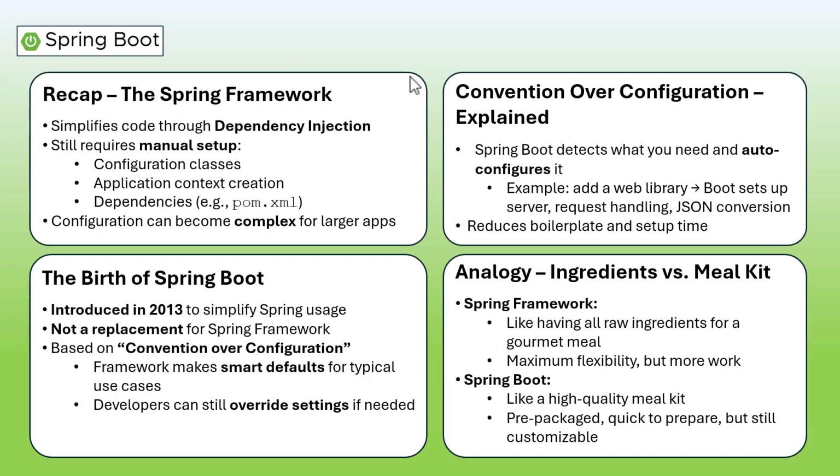Introduction. Welcome back. In our last lesson, we saw the power of the Spring framework. It untangled our code using dependency injection, but you might have noticed, even in our simple example, there was still some setup. We had to create a configuration class, manually instantiate the application context, and add the Spring dependency to our pom.xml. Imagine doing that for an application with database access, web endpoints, and security. The configuration, while better than XML, can still become complex.